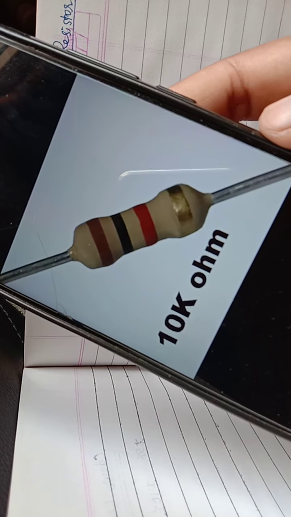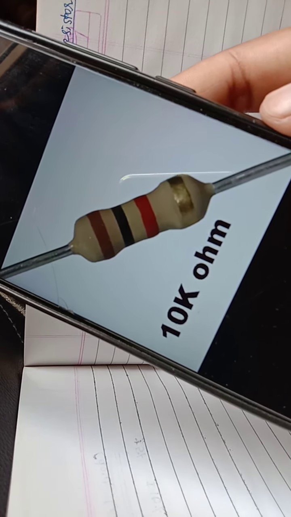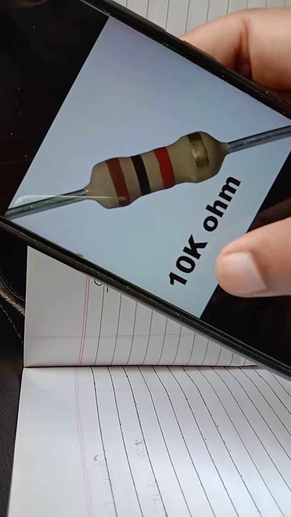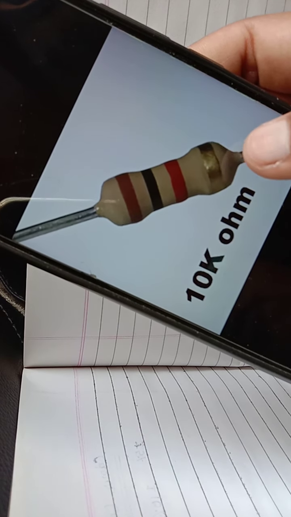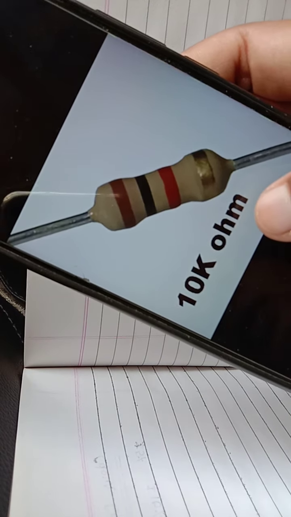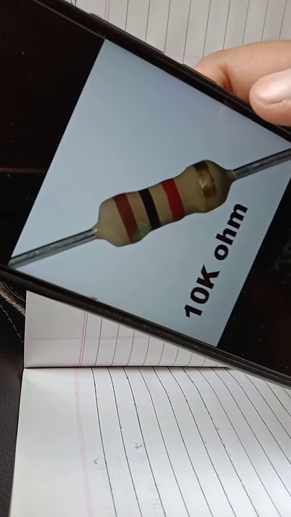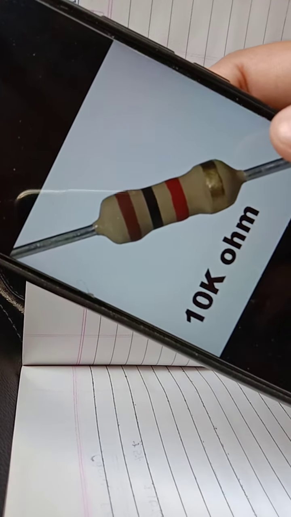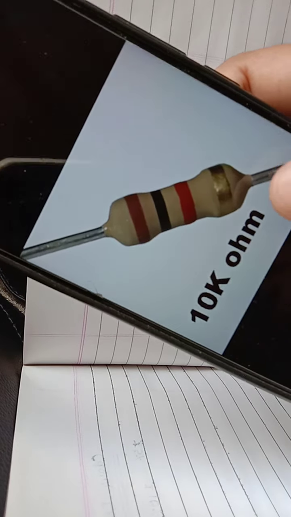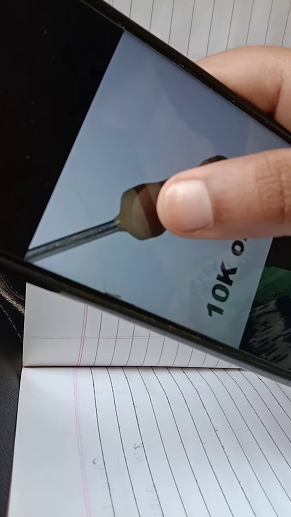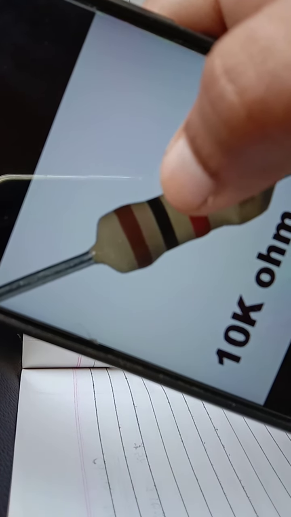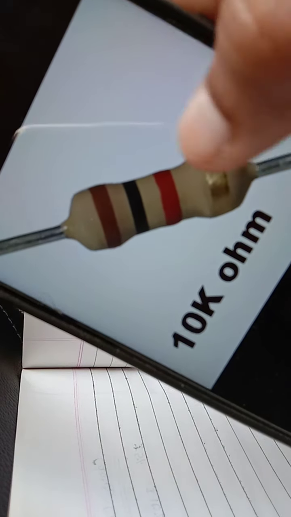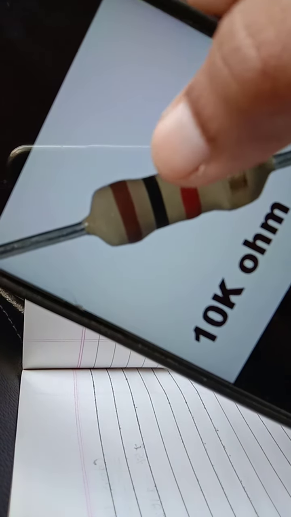Watch this resistor carefully. It has a very small surface area. Here they have told that 10k ohm is the resistance of this resistor. But they cannot write that 10k ohm on the surface because the dimensions of the resistor are very small. So instead, they use color bands. You can see here brown, black, red, and gold. Four bands of colors are shown.